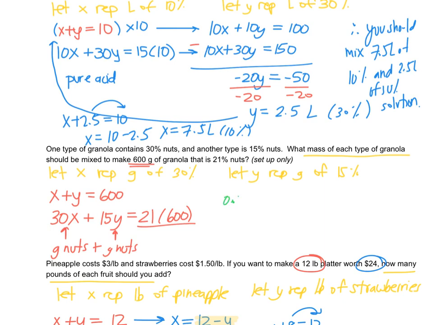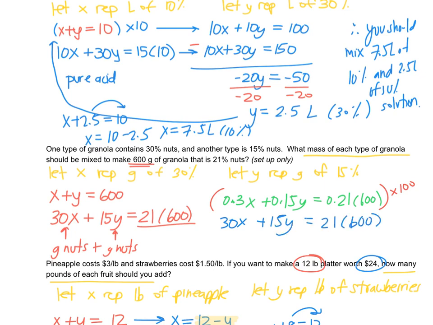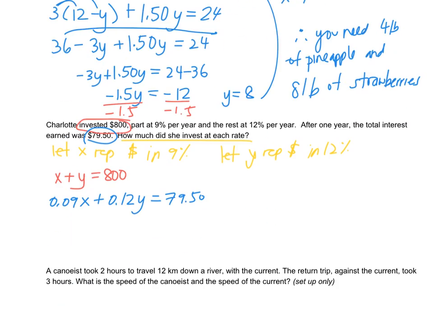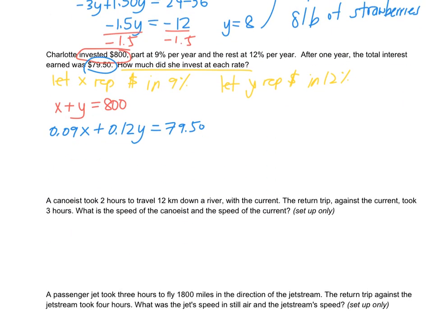I could have written this as 0.3X plus 0.15Y equals 0.21 times 600. But because we know if you multiply an equation by any number, it will be the same equation, I could multiply this by 100, and then I'll get 30X plus 15Y equals 21 times 600. And it's the same thing. So in this scenario, I'm kind of doing times 100 in my head and staying consistent. But with the interest one, I didn't want to do that unless you decide, you know what, I'm going to take the $79.50 and I'll multiply it by 100, but that doesn't seem very intuitive to me.